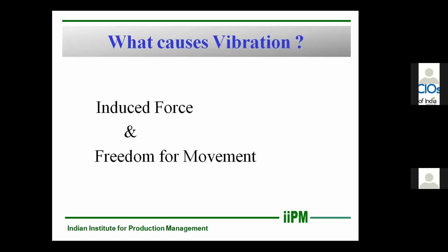And the second one is freedom for movement, or degree of freedom. Any machine has its own degree of freedom. So we need to see in which direction or which movement it is creating vibration. We need to arrest those vibrations in all directions.